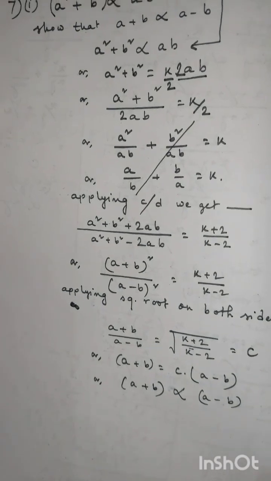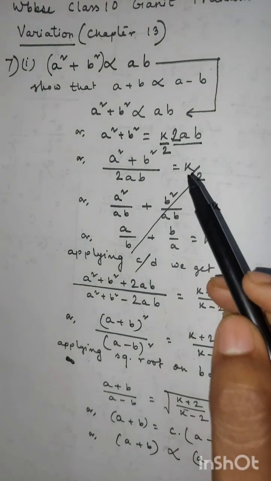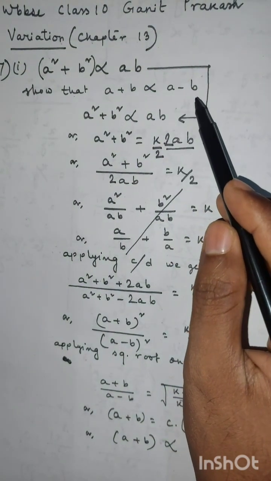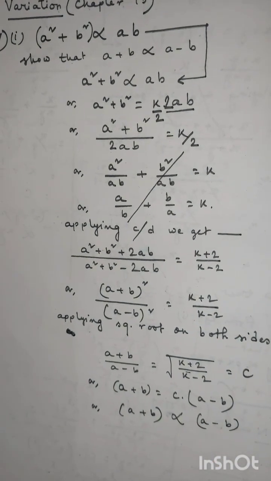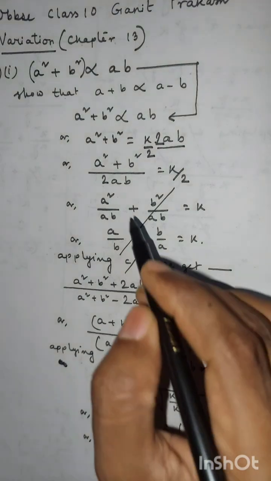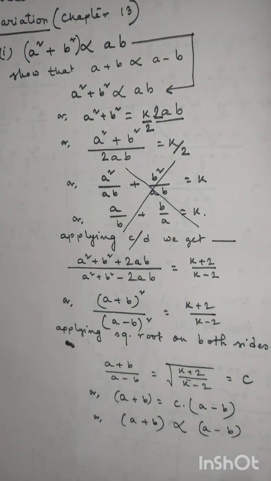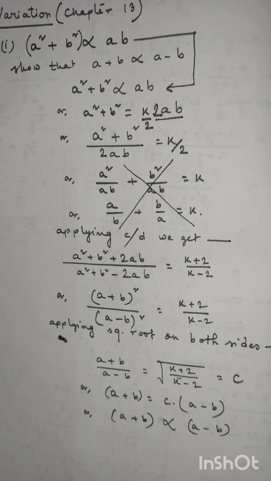So this is what we needed to show: a plus b is directly related to a minus b. So it is done. I hope you all understand this question well. This part is not needed. Okay, so this is our solution. I hope you all understand it.